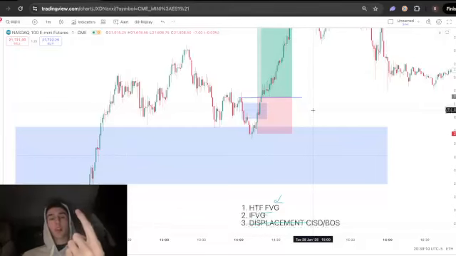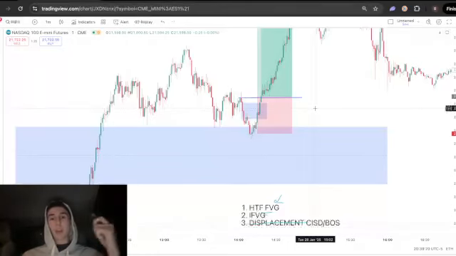And you can use them on the higher time frame, lower time frame, every single time frame, because as y'all know, price is fractal. So it doesn't matter what time frame you're on, everything happens on every single time frame and in the same waves, just at different times.